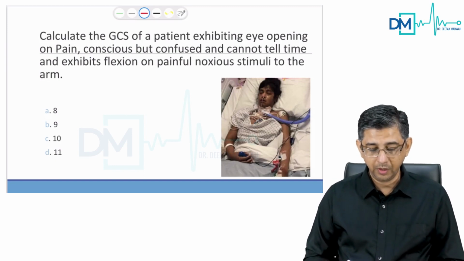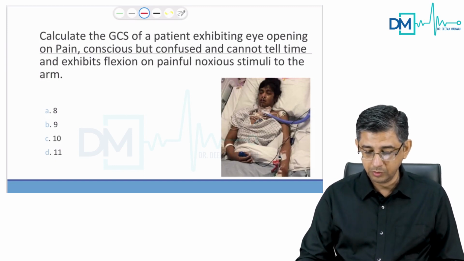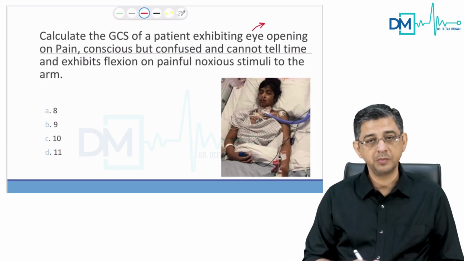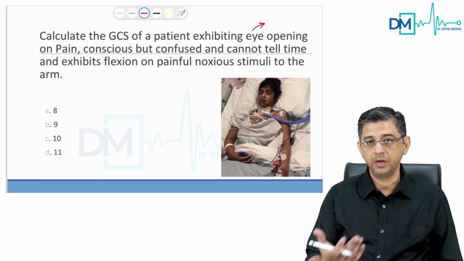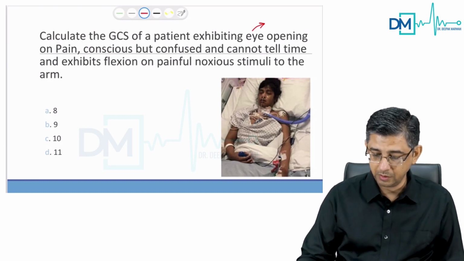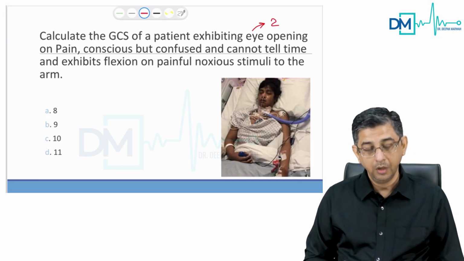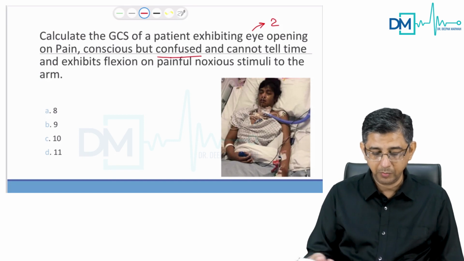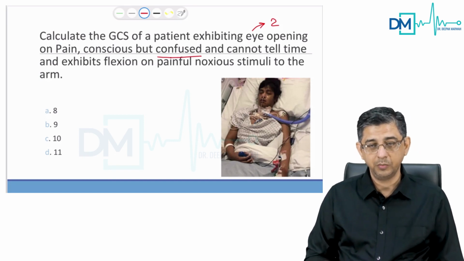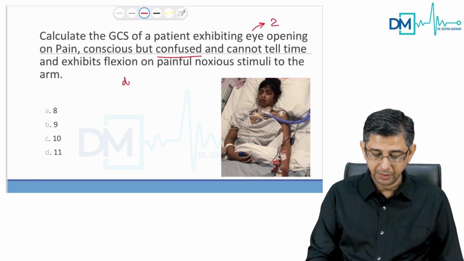Now, when you study regarding eye opening on pain, the information to be remembered is that if a patient is having spontaneous eye opening, you give 4 marks. If the patient opens his eyes on command, that would be 3 marks. But here the patient is opening his eyes to pain, so that would be 2 marks for you. Then he says the patient is conscious but is confused and is not able to tell time. So the basic point is that the patient is disoriented.